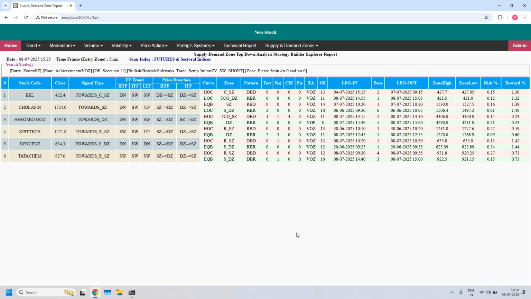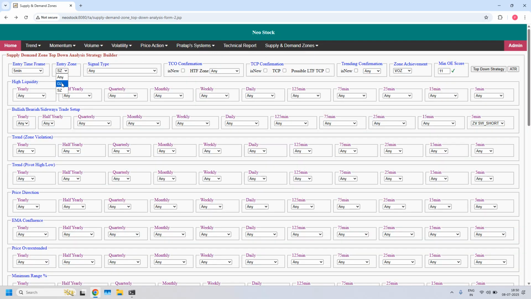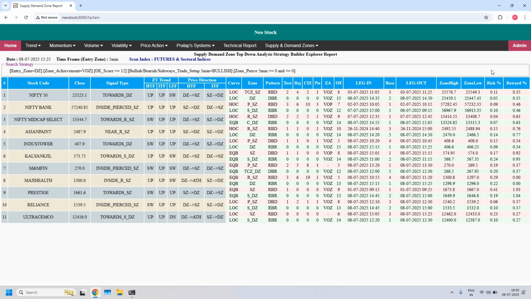Next, bullish trade setup for hourly income trade. The changes are 5 minutes demand zone. Here bullish and also minimum order enhance score 12. We got 11 stocks. Entry time frame zones are 5 minutes demand zones. Total 11 stocks we got.